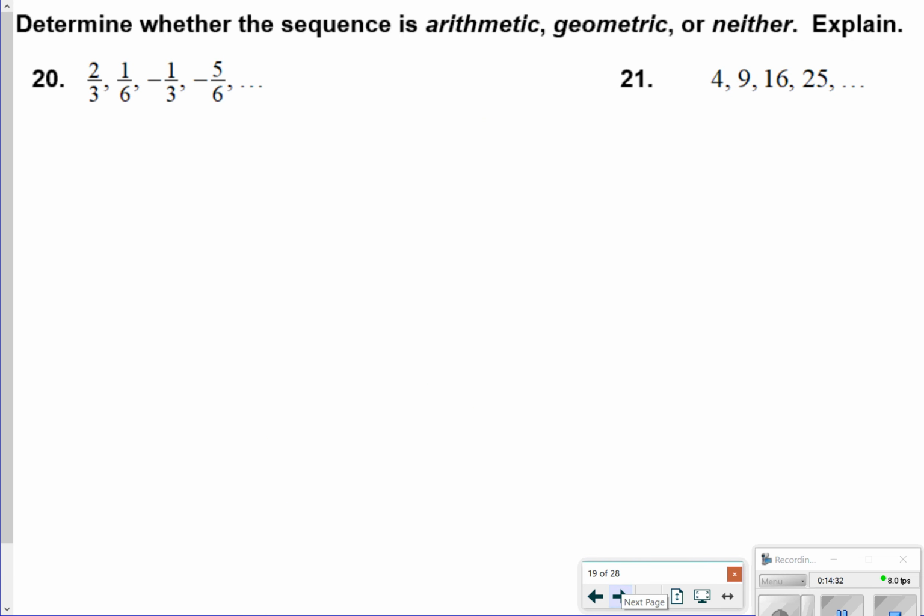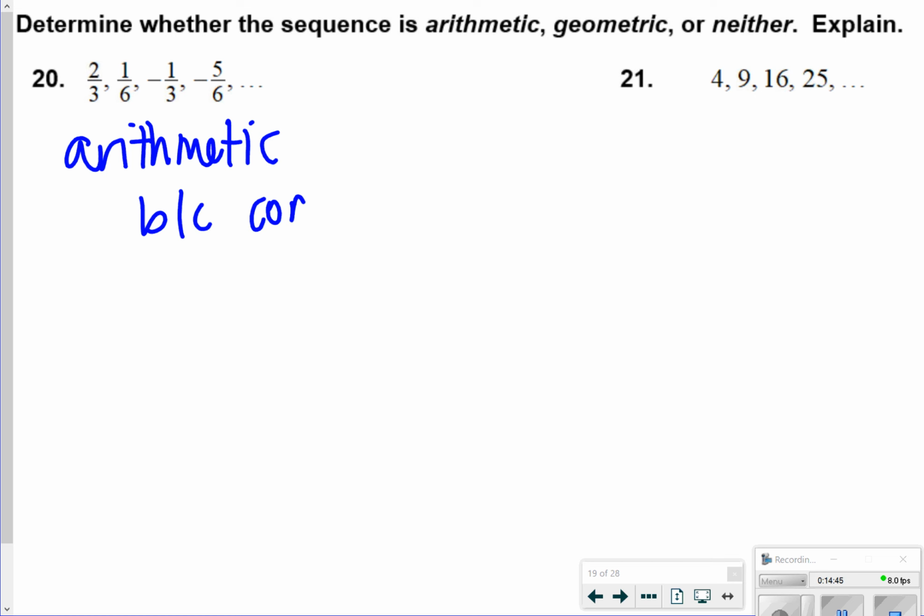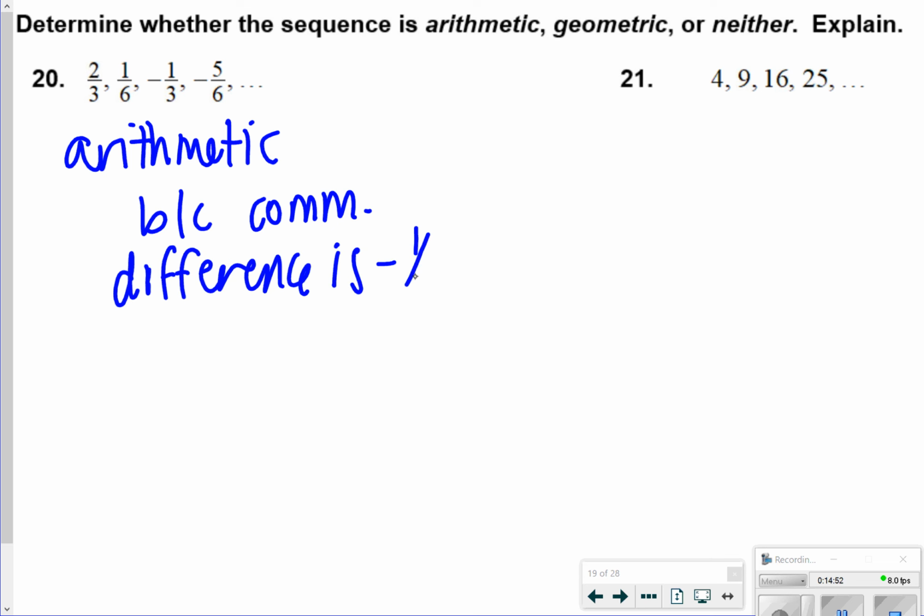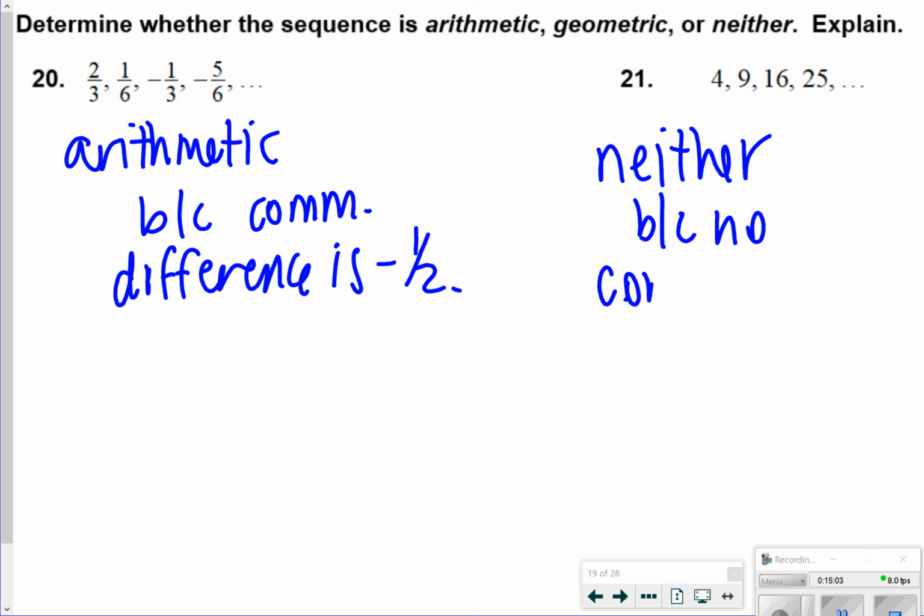For number 20, we're just going to determine if the sequence is arithmetic, geometric, or neither. For this one, it's going to be arithmetic because the common difference is negative 1/2. For this one, we're going to say neither, because there's no common difference or common ratio.